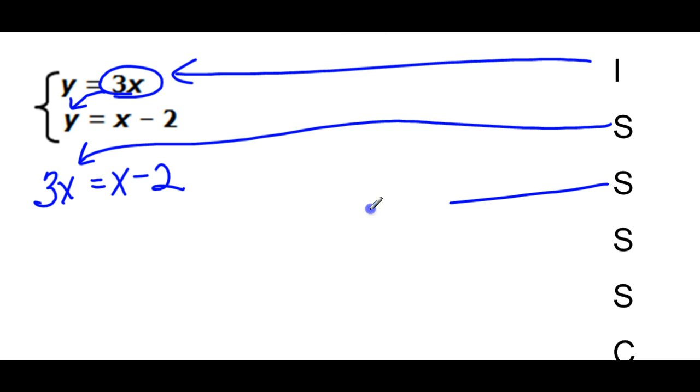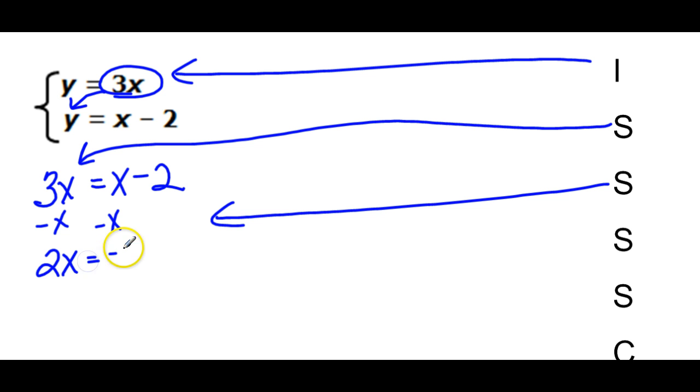Step 3, we're now going to solve this equation. We subtract x from both sides. That's going to give me 2x is equal to negative 2. We're going to divide both sides by 2, which is going to give me x is equal to negative 1.